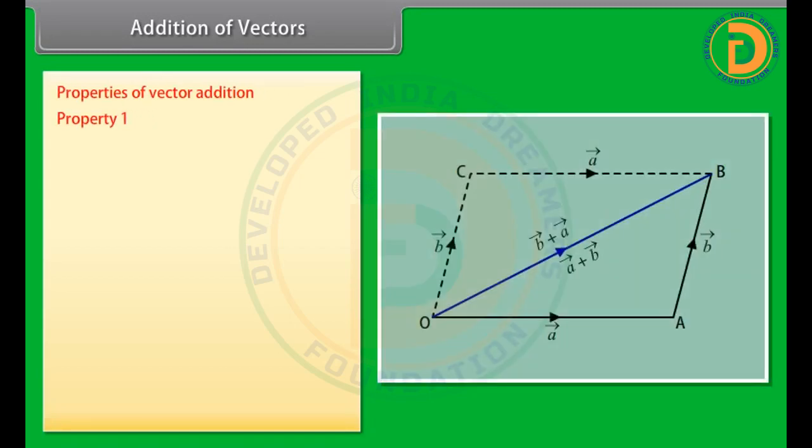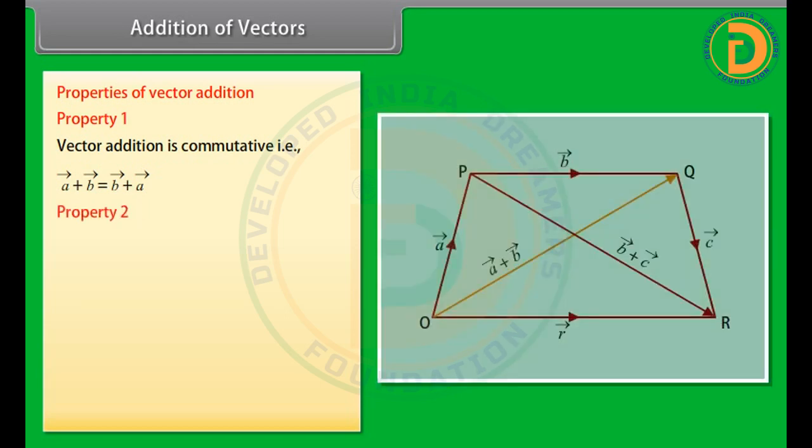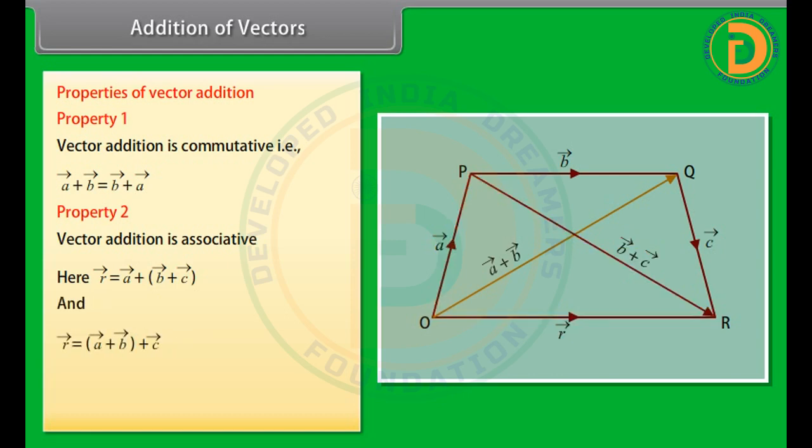Addition of vectors. Properties of vector addition. Property 1. Vector addition is commutative. That is, vector A plus vector B equals vector B plus vector A. Property 2. Vector addition is associative. Here vector R is equal to (vector A plus vector B) plus vector C, and vector R is equal to vector A plus (vector B plus vector C). Hence, (vector A plus vector B) plus vector C is equal to vector A plus (vector B plus vector C).